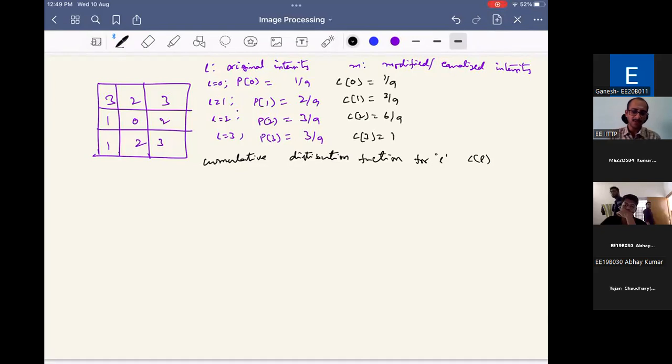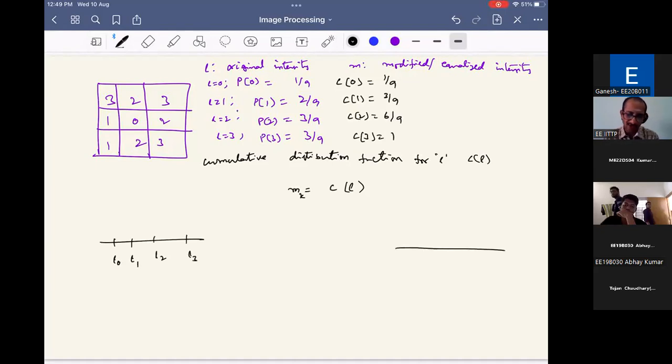Good. So now what is the idea? The modified intensities should be proportional to the cumulative distribution, because they get placed in such a way that they are equally distributed in a bin. So how do we decide the modified intensity for the kth intensity? If we consider it as, say, L naught, I have written here l equal to 0 as L naught, then L1, L2, and L3.